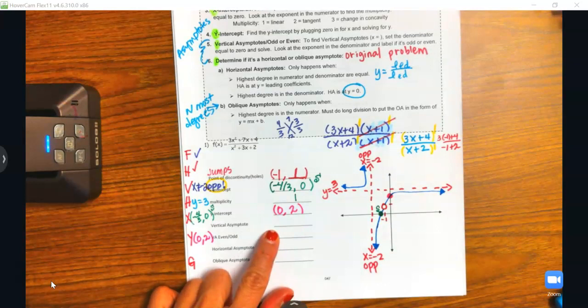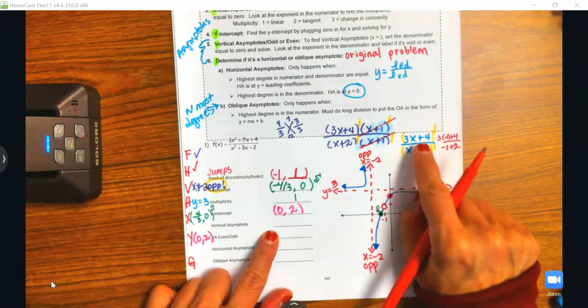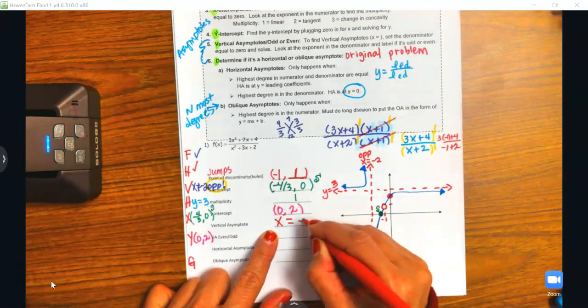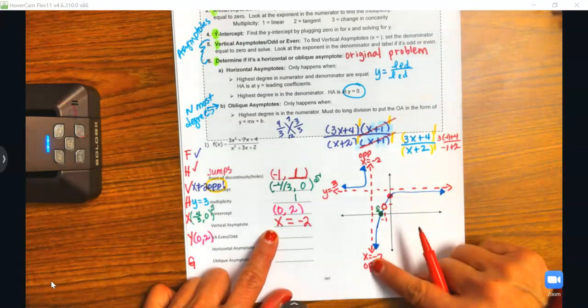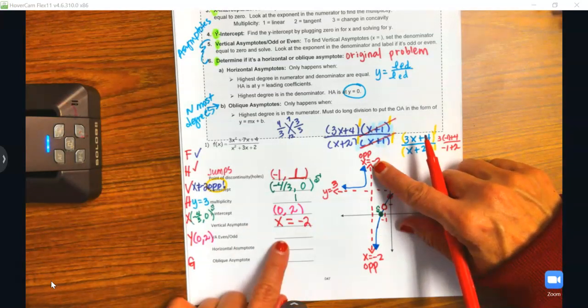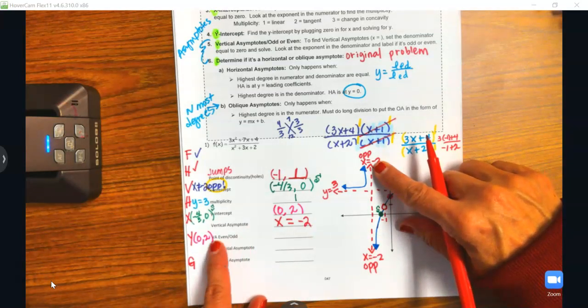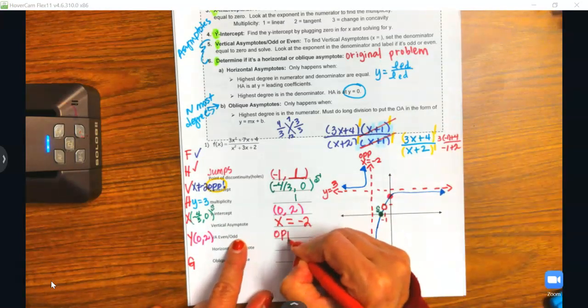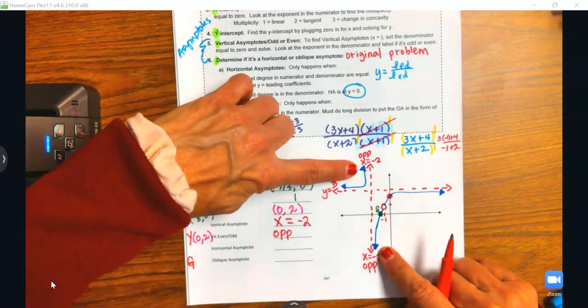Vertical asymptote, that comes from underneath. What can x not equal down here? It cannot equal a negative 2. So I have to block out my vertical asymptote at this line. Did my vertical asymptote have an even or odd exponent? It had an odd exponent, which means I had opposite arrows on either side of it.